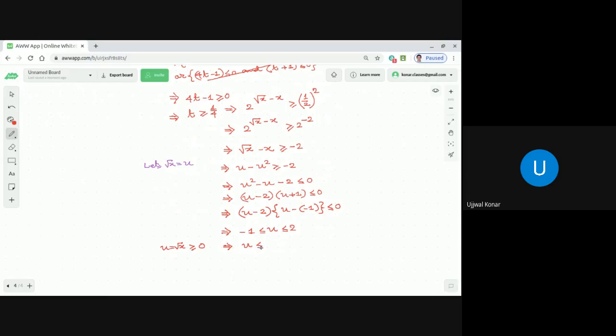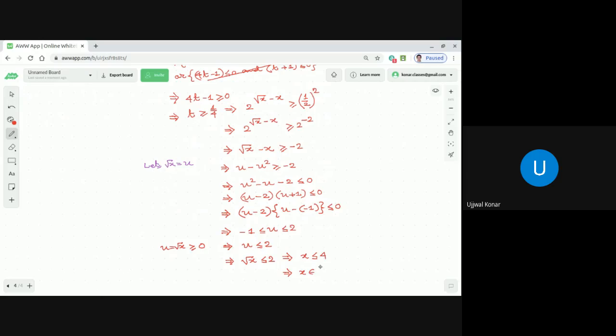the miniature version of this one, that u is less than or equal to 2. Correct or not? What is u? u is nothing but the square root of x, less than or equal to 2. So from here what can we say? We can say x is less than or equal to 4 now. Correct or not? Because we are squaring both sides. So this is the solution set. x is less than or equal to 4.